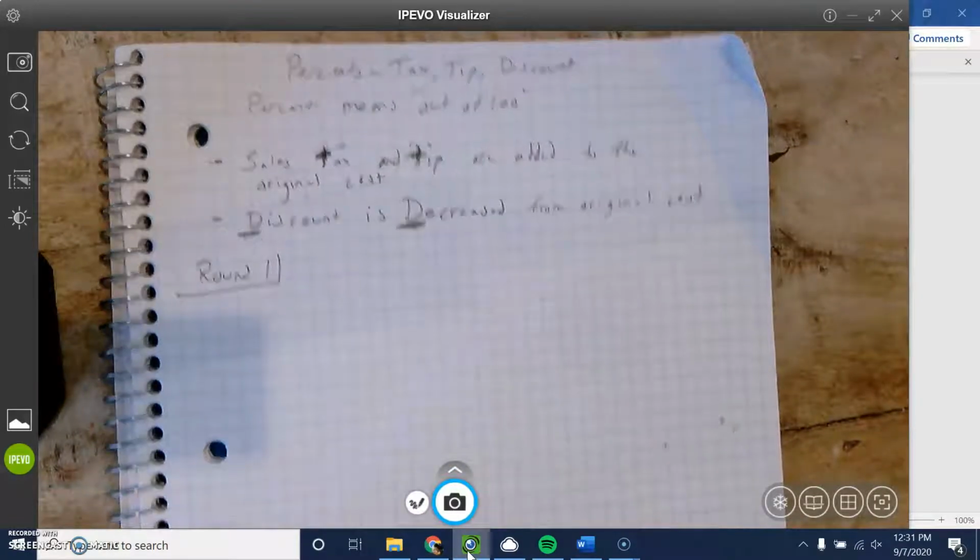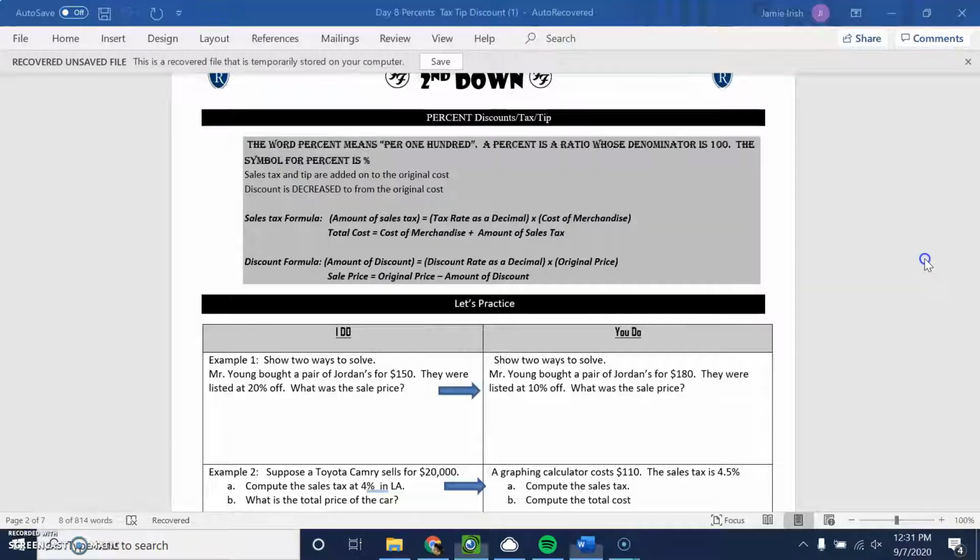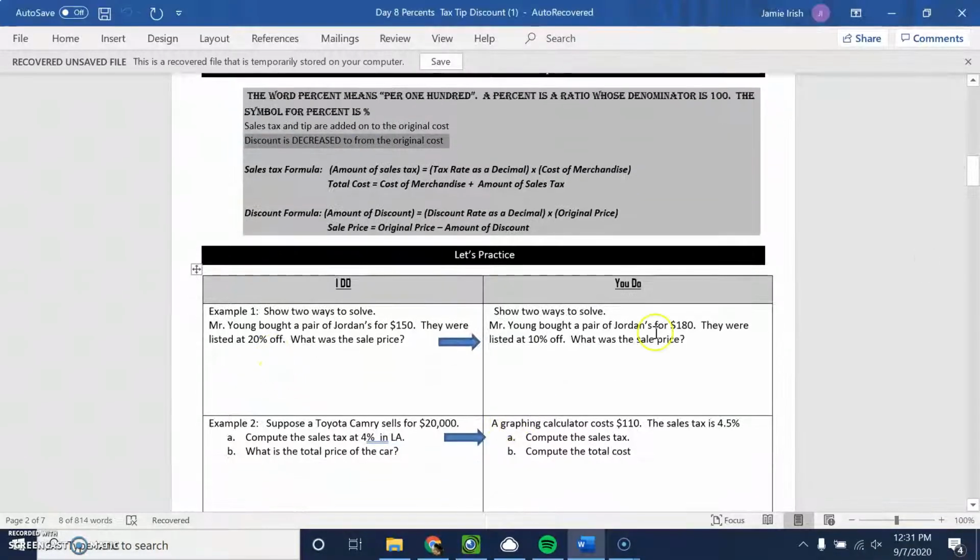So we're going to do a bunch of rounds of what you might see on the ACT. The first round right here, I'm going to do one, then you're going to do one. I'm going to show you two ways to do this. You pick out which way is best for you. So first one here, Mr. Young bought a pair of Jordans for $150. They were listed at 20% off. What was the sale price? The sale price means what you're actually paying for the item when the discount is already taken off.